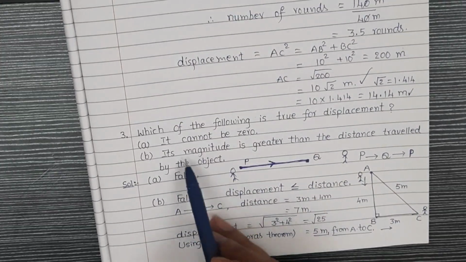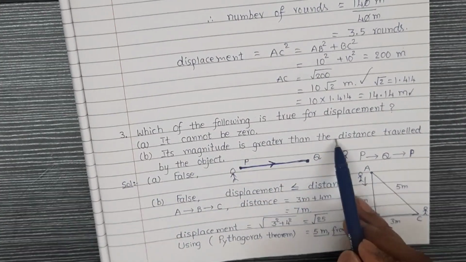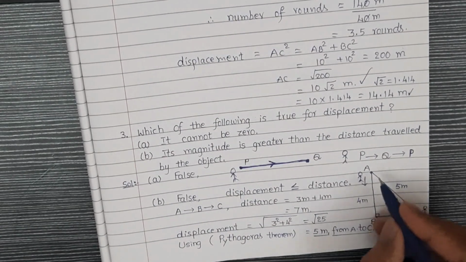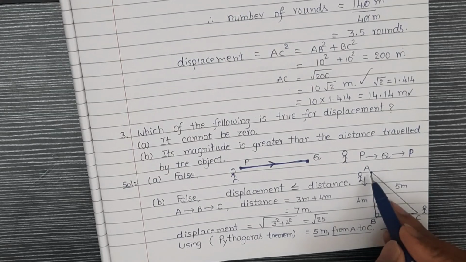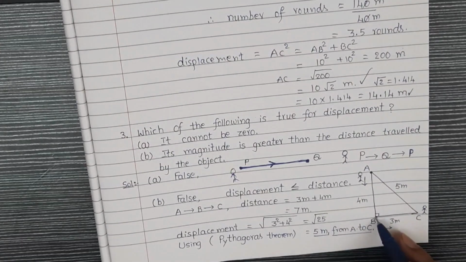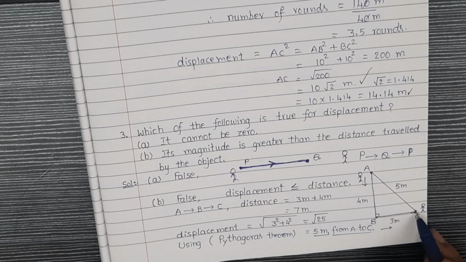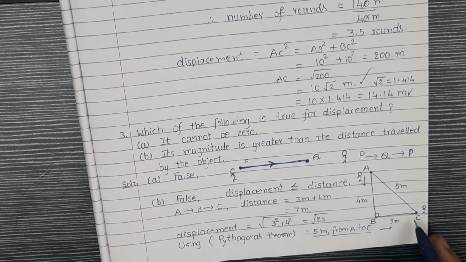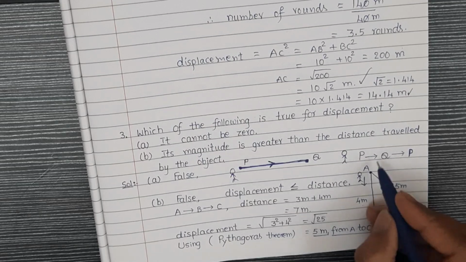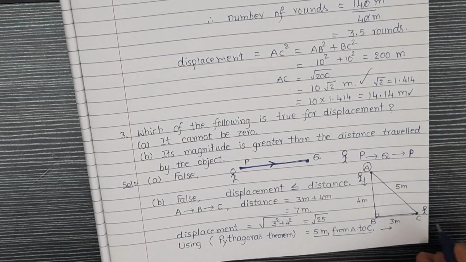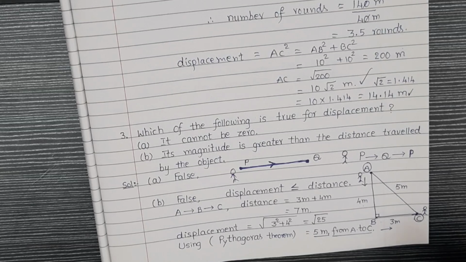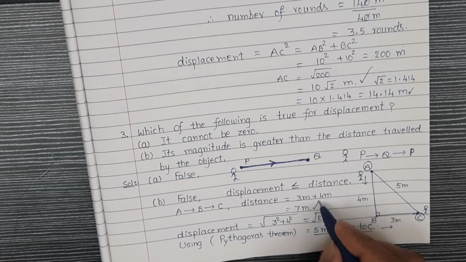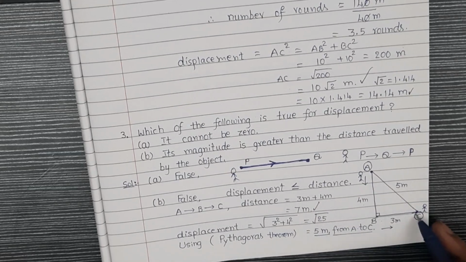Similarly, the second part of the question, its magnitude is greater than the distance traveled by the object, is also false, because you can see here the triangle. If a person has started from point A to point B and then reached point C, A to B, B to C, then A is the starting point and C is the ending point. Distance covered would be 4 meter plus 3 meter, that would be 7 meter as the total length of the path.